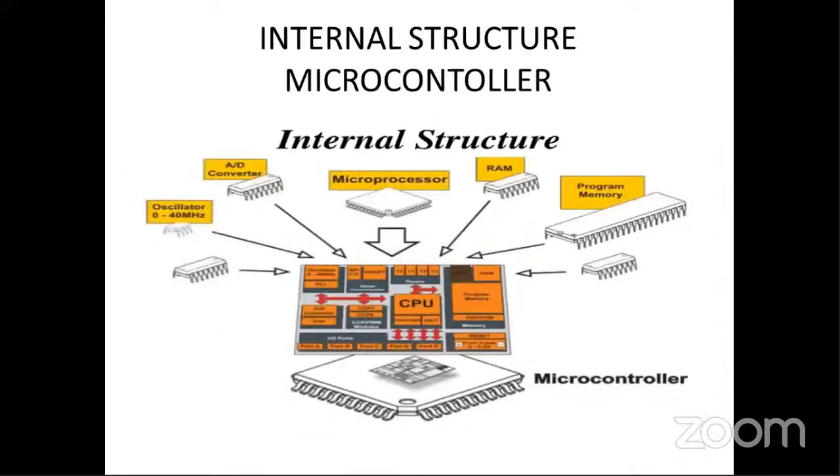Now, the internal architecture of any microcontroller is built around the CPU, the central processing unit. This CPU acts as the brain of your controller. The CPU consists of the ALU, that is your arithmetic and logical unit, along with its inbuilt registers and a control unit. It consists of memory elements. The memory it supports is your RAM, random access memory, and program memory, that is your ROM.